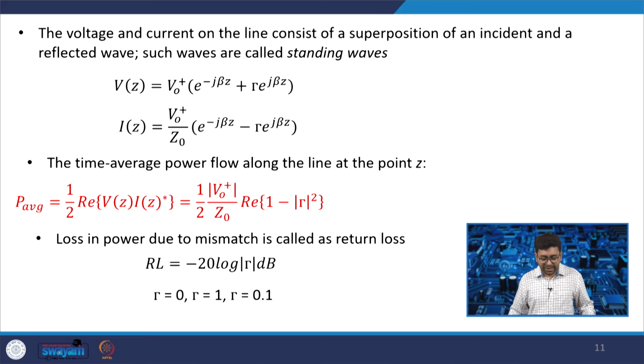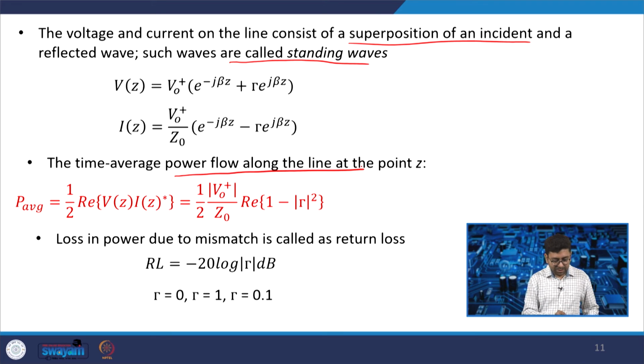So, the voltage and current on the line consist of a superposition of an incident and reflected wave, and standing waves are generated because of the combination of the incident and the reflected wave. You can write V(z) and I(z) in terms of beta. Now, based on the voltage and current you can get the average power. The average power is half the real part of V(z) times the conjugate of I(z).